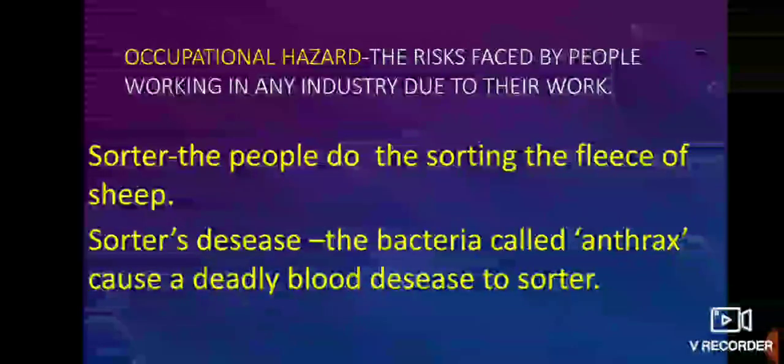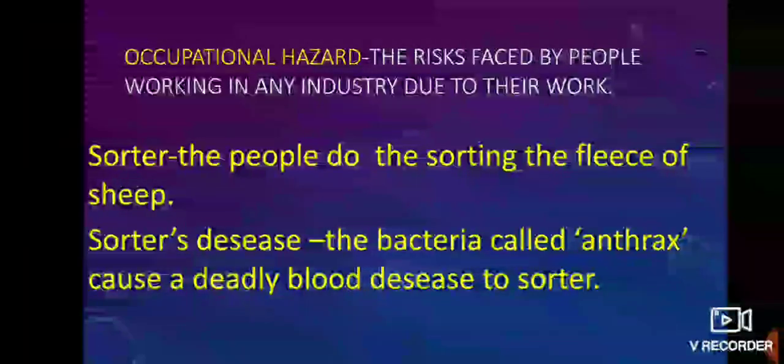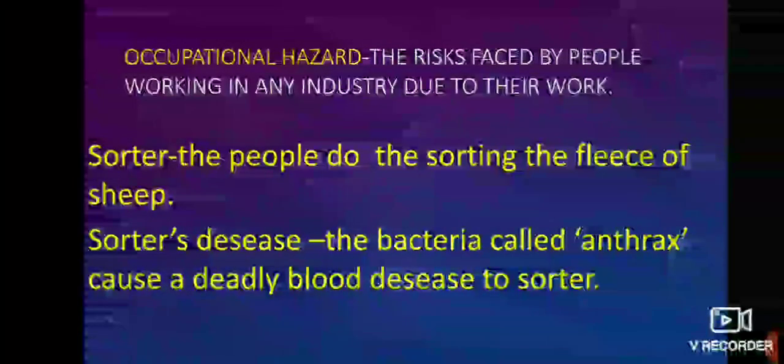Next topic is occupational hazard. What is occupational hazard? The risk faced by people working in any industry due to their work is known as occupational hazard.